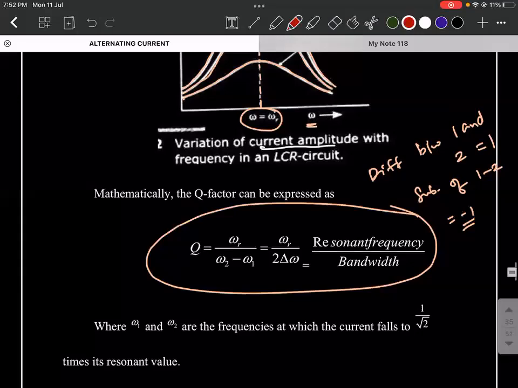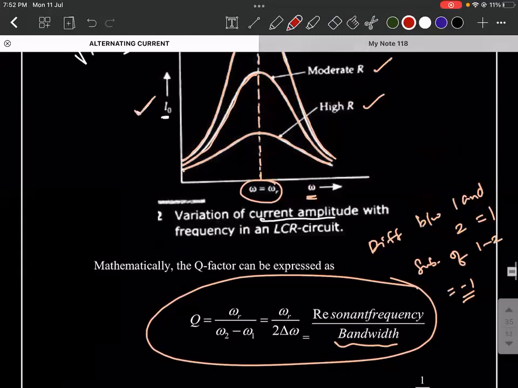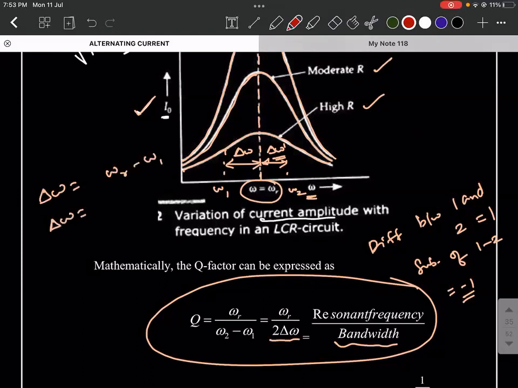In this way, if this is delta omega, and this distance is also delta omega, then Q is equal to omega r divided by 2 times delta omega. If I say delta omega is equal to omega r minus omega 1, or delta omega is equal to omega 2 minus omega r, they both will have the same magnitude. So omega 2 minus omega 1 will be how much? 2 times delta omega.